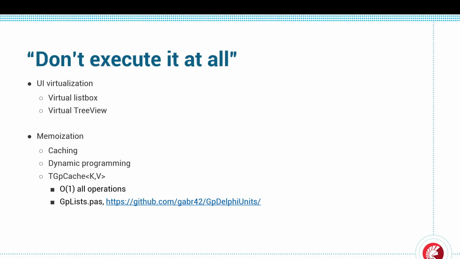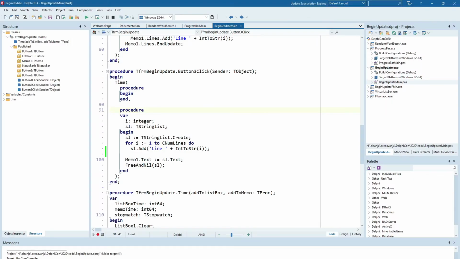Two very useful components for this: virtual list box, which is just a flag in the TListBox component, and virtual tree view, which is a great, powerful component, but I won't go into it today. And I will return to the second idea, memoization, later. First, the virtual list box.